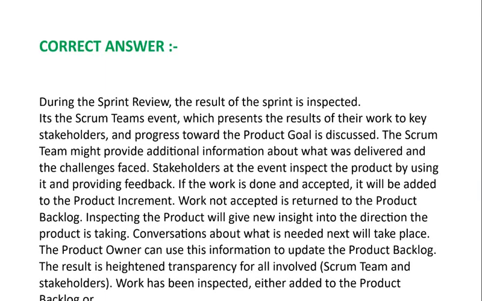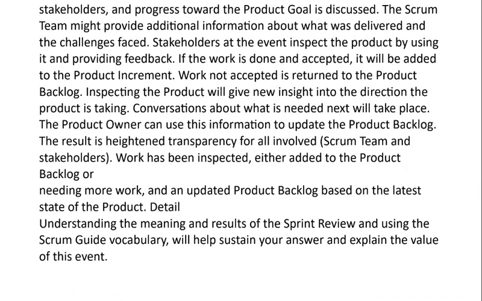The result is heightened transparency for all involved, that is, Scrum team and stakeholders. Work has been inspected, either added to the product backlog or needing more work, and an updated product backlog based on the latest state of the product. Detail: understanding the meaning and results of the sprint review and using the Scrum Guide vocabulary will help sustain your answer and explain the value of this event.